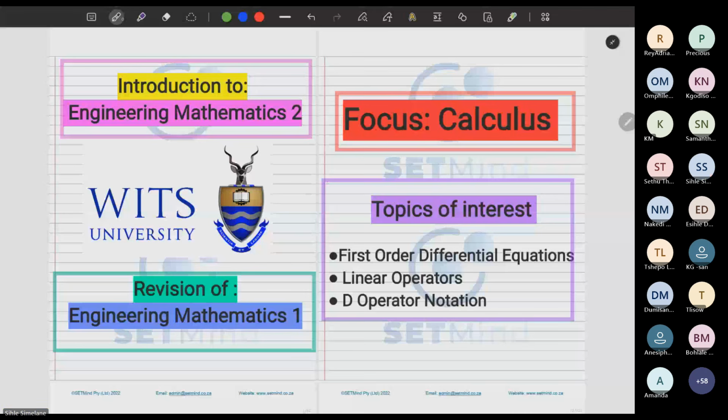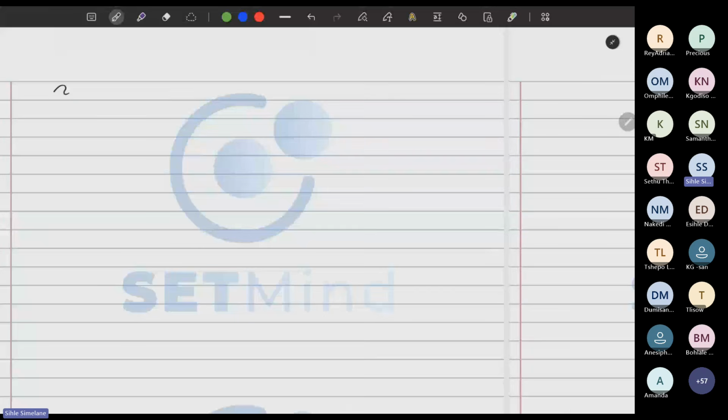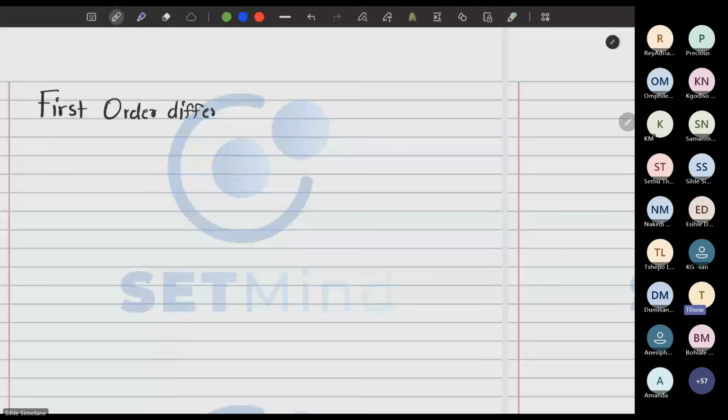Okay. So let's go ahead and have a look at the first part, which is looking at what you learned when you were doing first year, which is called the first order differential equation. So let's start there and look at a first order differential. And guys, please keep yourself muted unless you're asking a question, okay? I can hear some background there. So let's have a look at the first order differential equation.